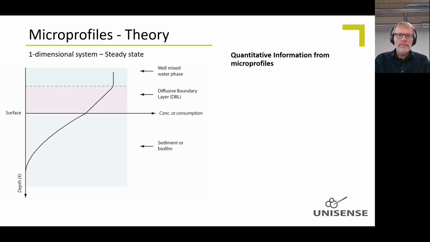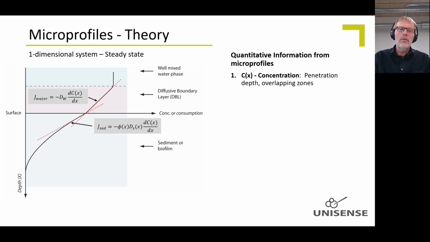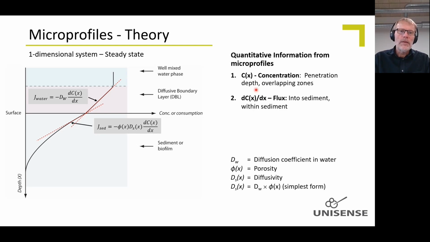In a bit more detail, the quantitative information you can get from this is, first of all, exactly what the concentration is in the sediment where your organisms are living, and maybe if there's overlap between different analytes you've measured, and so on. Then you can do flux calculations using Fick's first law of diffusion. It's simple in the water, that is, in the diffusion boundary layer. You calculate the slope, the dC/dx of your profile here, and multiply that with the diffusion coefficient of your analyte in water. And then you get the flux through the diffusion boundary layer.